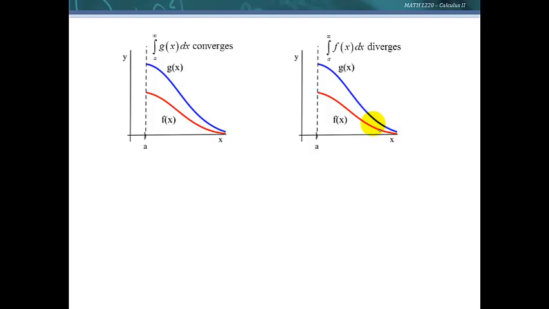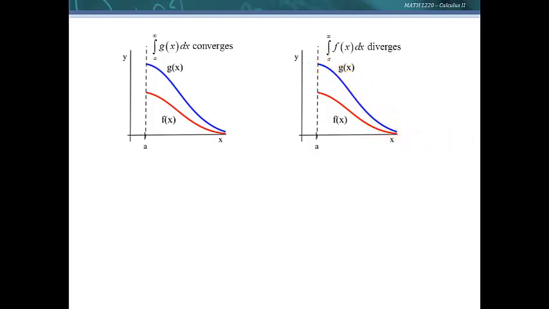And these should be intuitive. We're not going to be able to prove them here, but looking graphically, that should make sense to you. If this function diverges on this interval and these values are always less than or equal to these function values, then this function would also diverge.